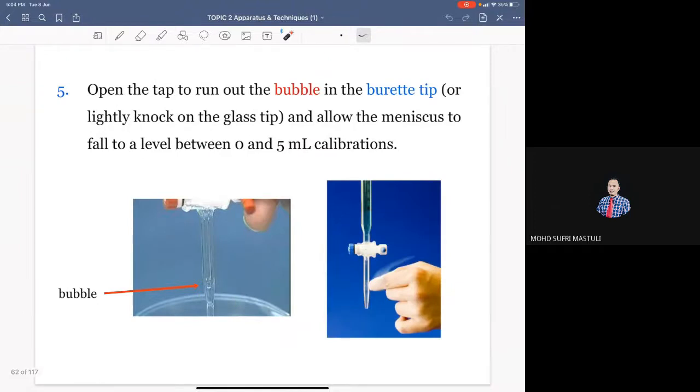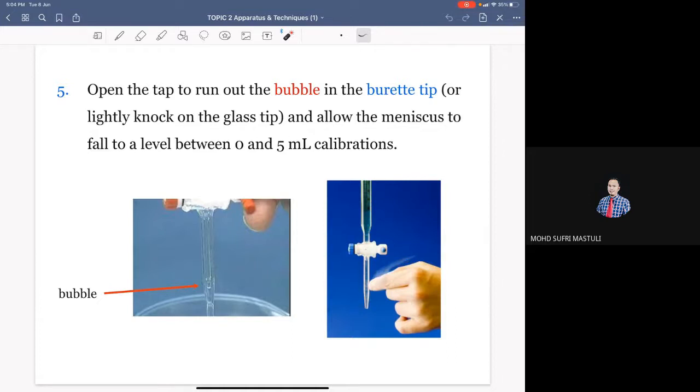Open the tap to run out the bubble in the burette tip. We can open the burette valve to remove the bubble on the burette tip, or we can knock it lightly to remove the bubble.